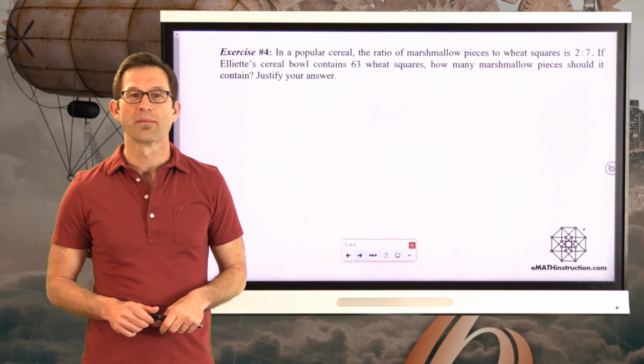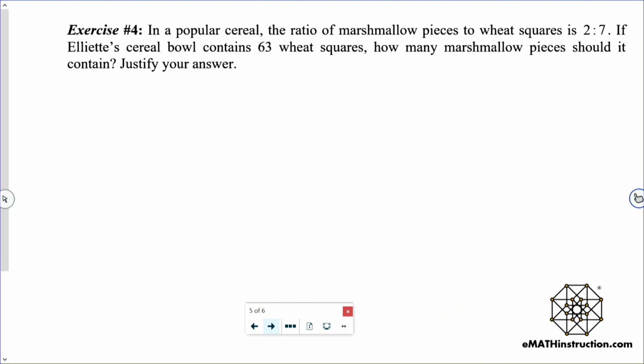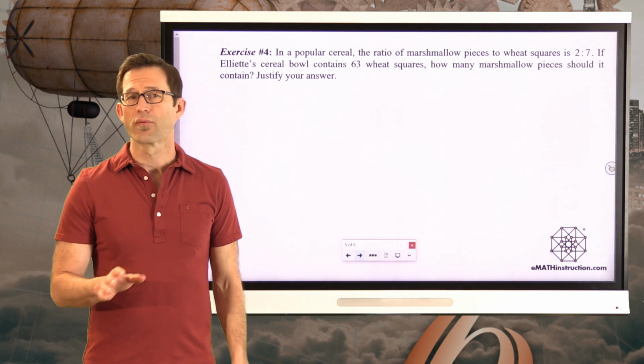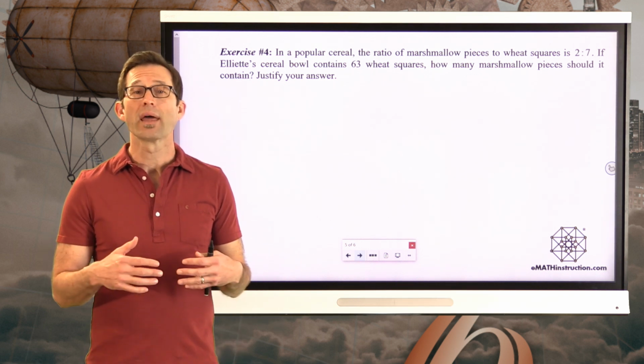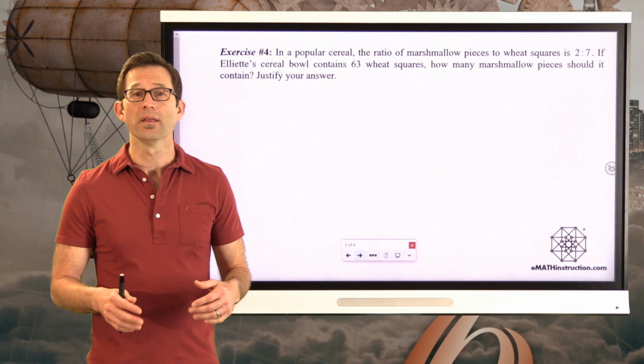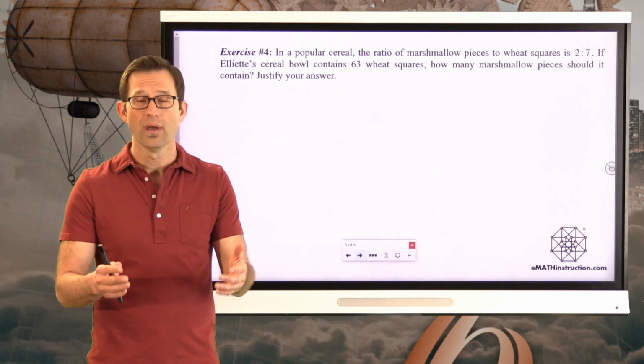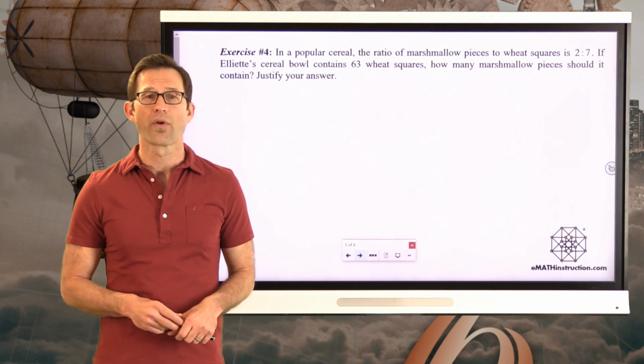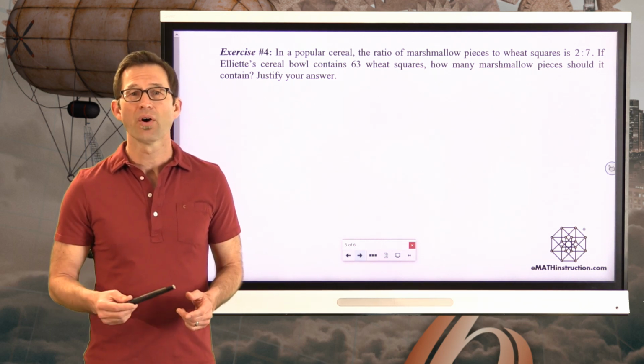All right, let's do one more like this and make sure you have the idea. Here we go. Exercise number 4. In a popular cereal, the ratio of marshmallow pieces to wheat squares is 2 to 7. If Elliot's cereal bowl contains 63 wheat squares, how many marshmallow pieces should it contain? Justify your answer. All right, well, what I'd like you to do is play around with this problem. Now, I know we've solved ratio problems in many, many different ways. So I'd like you to try to solve it using this idea of setting up the ratio as a fraction. Of course, you don't have to do it that way because we've seen many other ways to solve ratio problems, but since we're working with fractions right now, why don't you go ahead and give that a shot. Pause the video now.